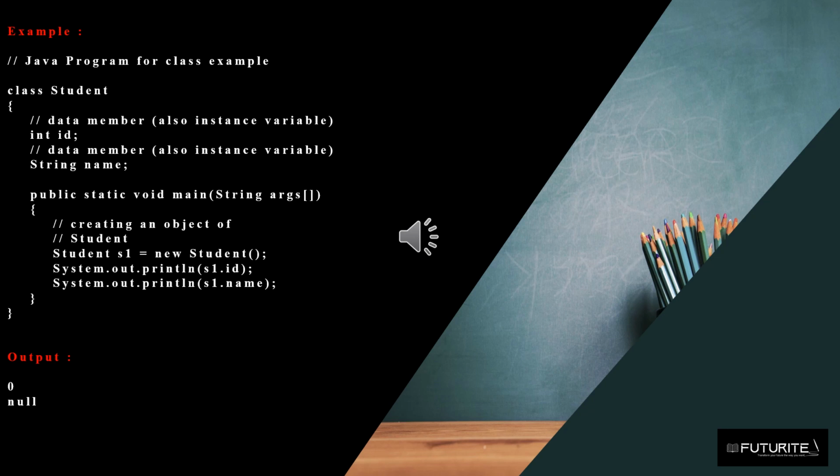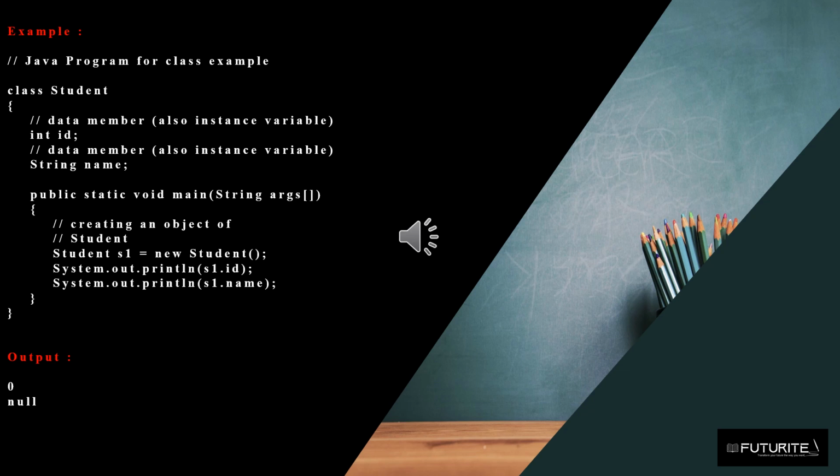And the output is 0 and null, because, as I have already explained in my previous blog, whenever you are using a new keyword, it means a constructor is being called, the default constructor. The Java compiler calls a default constructor, and if you do not pass any value to the variable or data member, the default value it considers is 0 or null based on the data type. As id is an integer data type, it's 0, and as name is a String data type, it is considered null.